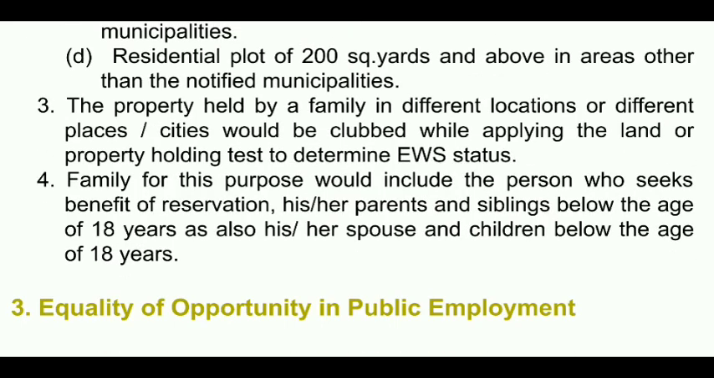Number 3. The property held by a family in different locations or different places or cities would be clubbed while applying the land or property holding test to determine EWS status. Number 4. Family for this purpose would include the person who seeks benefit of reservation, his or her parents and siblings below the age of 18 years, as also his or her spouse and children below the age of 18 years.